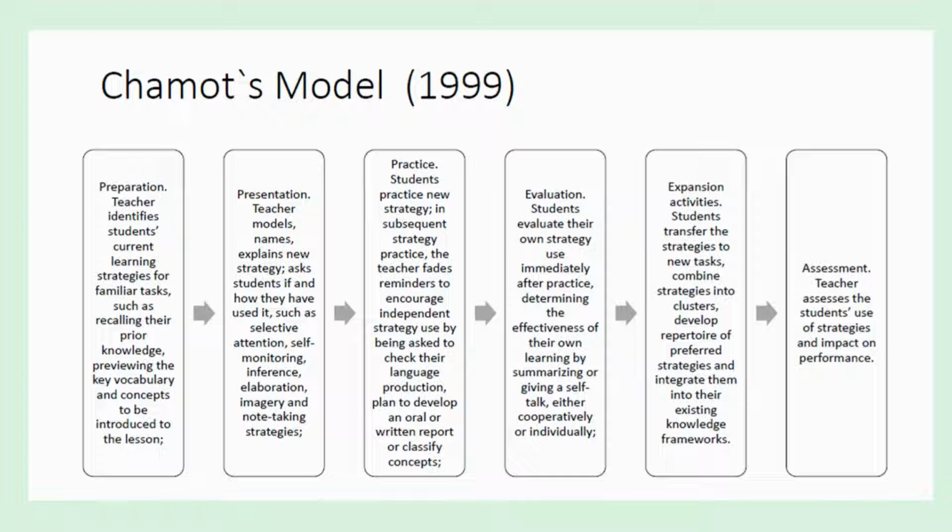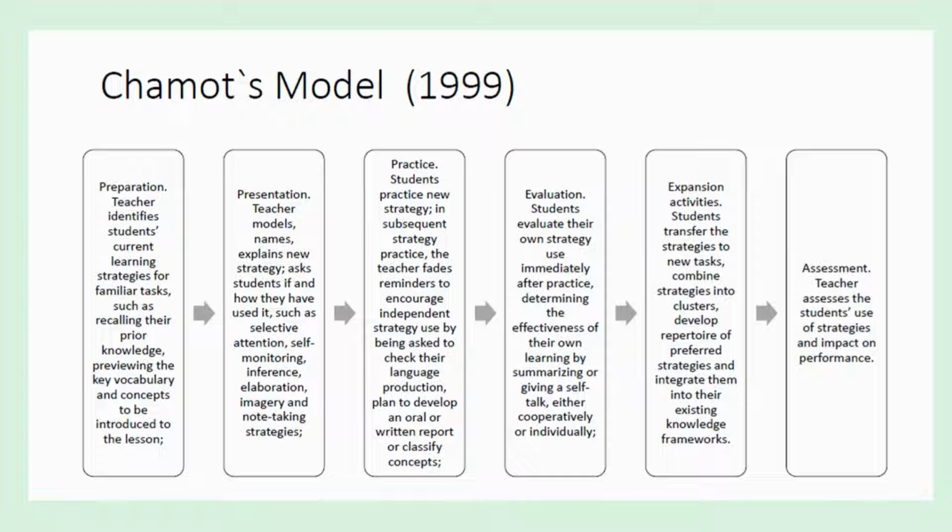Thirdly, in the practice stage, pupils need to practice the new strategy in subsequent strategy practice. The teacher offers reminders to encourage independent strategy use by asking them to check their language production, plan to develop an oral or written report, or classify concepts. The fourth stage is evaluation. In this stage, pupils are required to evaluate their own strategy use right after their practice to determine the effectiveness of their own learning by summarizing or giving a sub-talk, either cooperatively or individually.